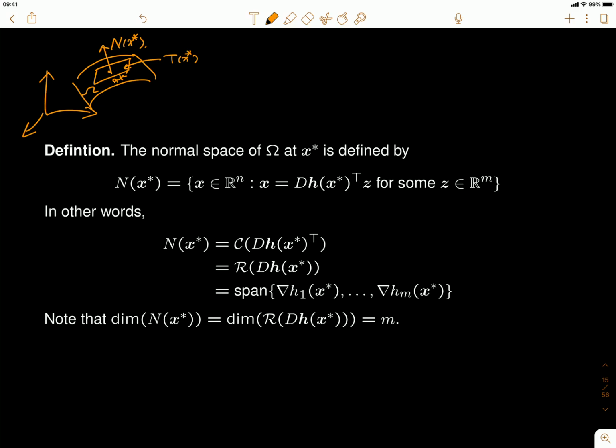Okay, so it's just all the vectors that can be written as this. You can see that this is essentially just the range of this matrix. So what is this matrix originally? Again, dh is a Jacobian matrix, so dh at x star is this. Originally you have these m linearly independent rows. Now when we take the transpose, it becomes m linearly independent columns. And in this case, because they are linearly independent, the range of this matrix is essentially just the column space of this matrix, meaning all the vectors that can be spanned by these columns right here.